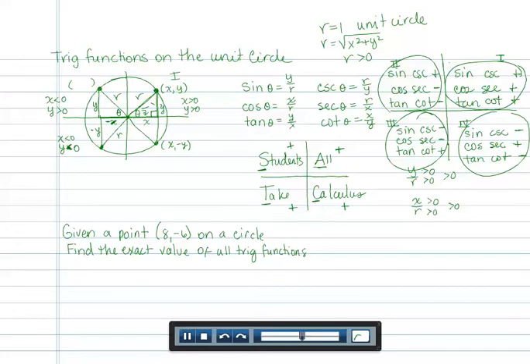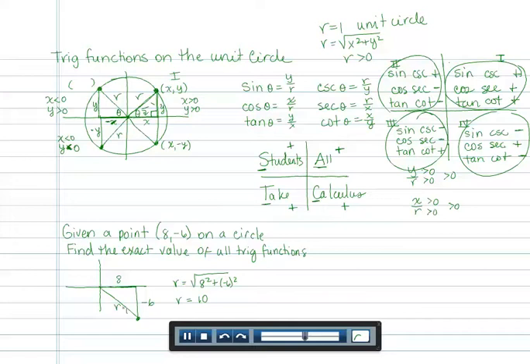Alright, so we know the point in the circle. It's going to be 8, negative 6. So we go 8 this way, we go negative 6 down. So we draw the triangle like this in the fourth quadrant, and we're missing the radius essentially. But we can find the radius. The radius is the square root of 8 squared plus negative 6 squared. We find that our radius is going to be 10.